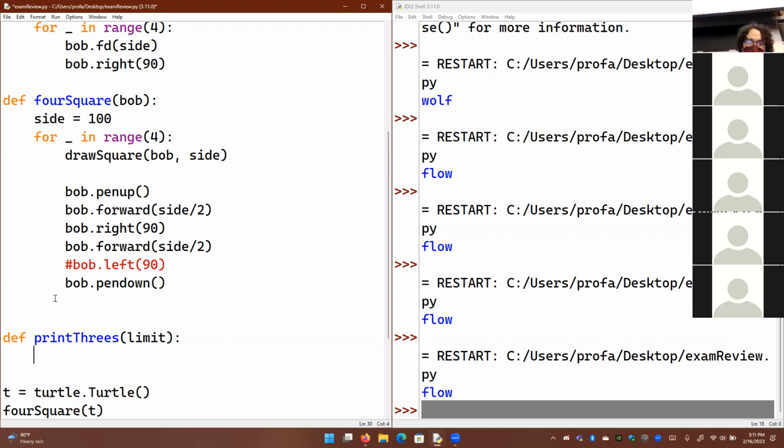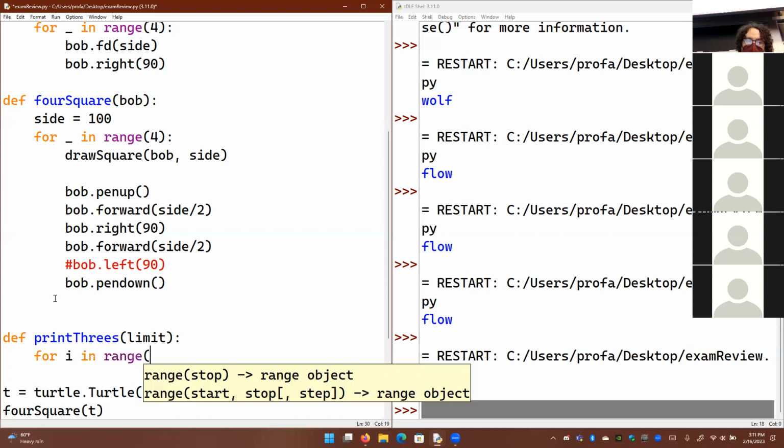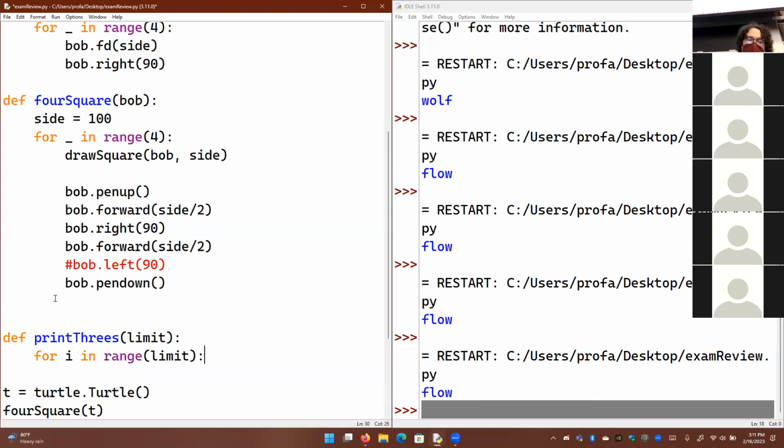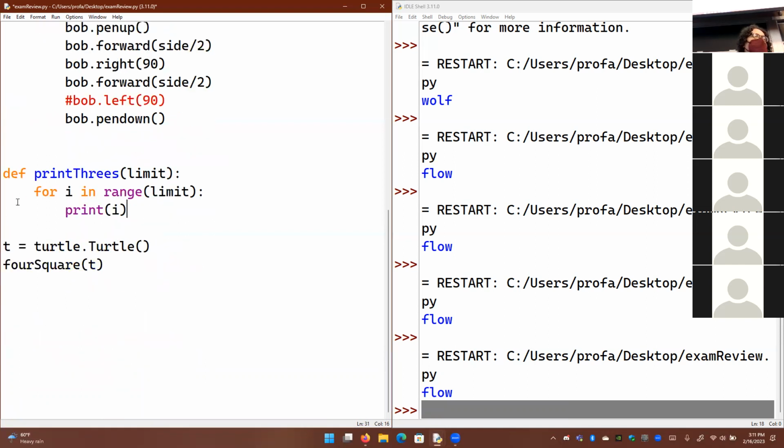So what we're going to do over here is for i in range. First off, if you can't answer a question, try answering an easier version of the question first. Instead of printing all numbers up to limit that are divisible by 3, let's answer a different question: print all the numbers up to, but not including, limit.